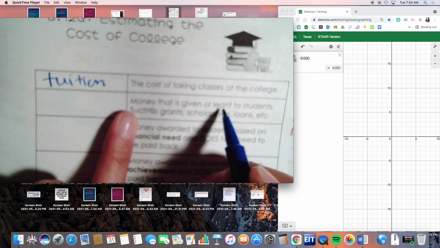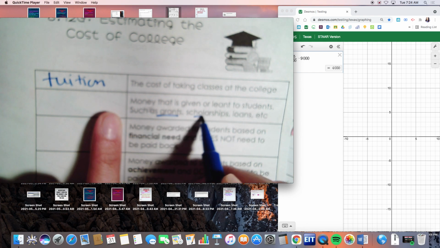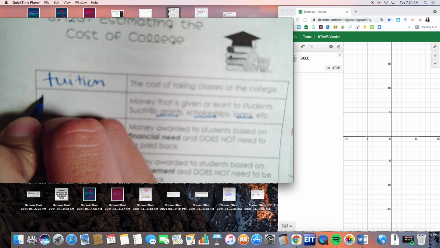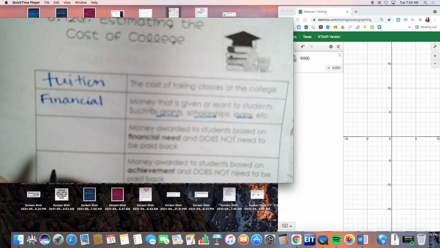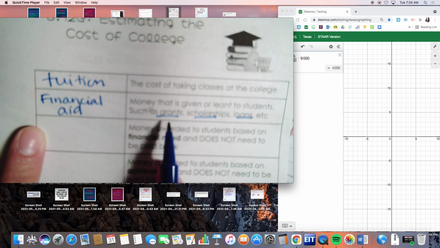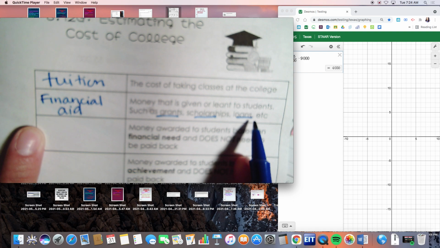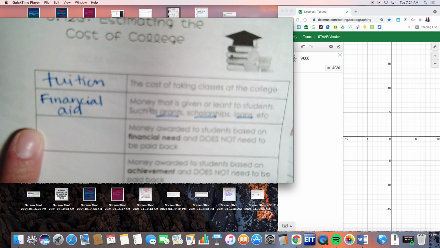Money that is given or lent to students, such as grants, scholarship, loans. All of this is called financial aid. Financial aid is something that you'll end up applying for, and then they'll give you any one of these things or all three, just based on what you need.